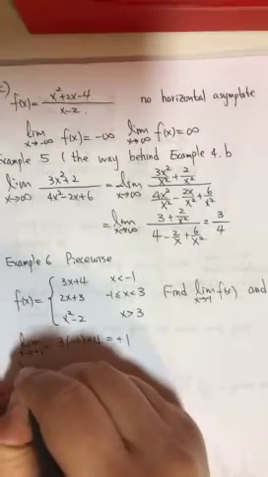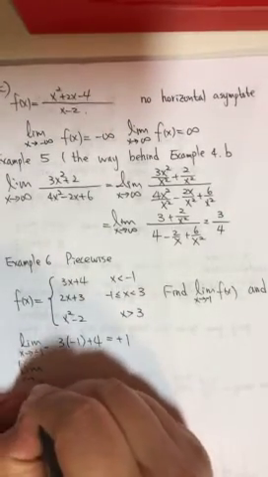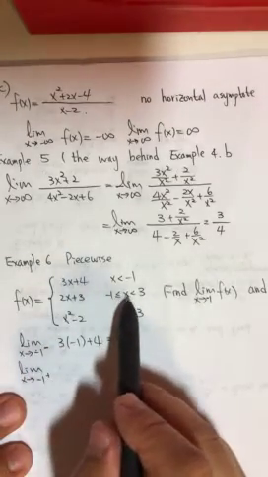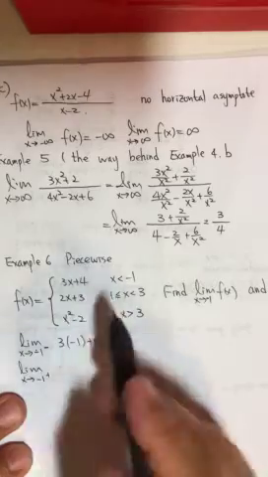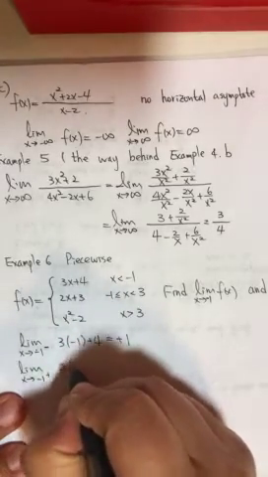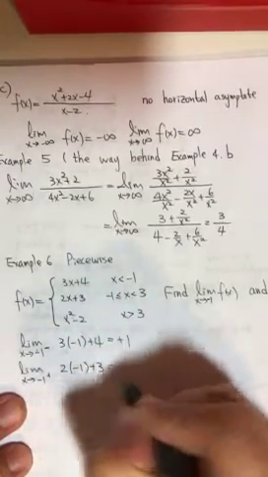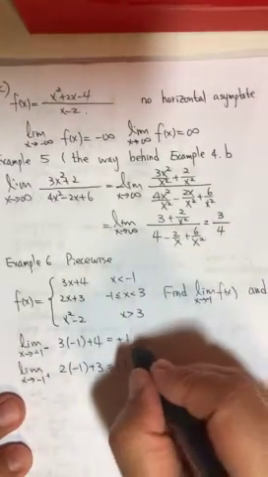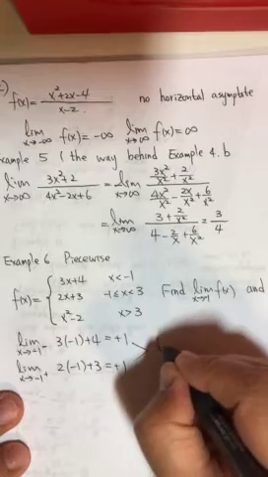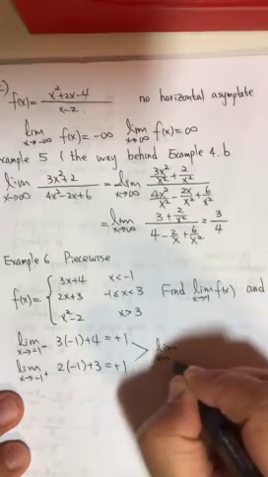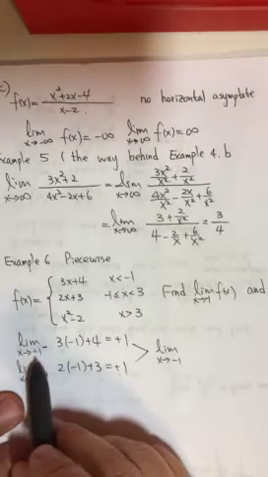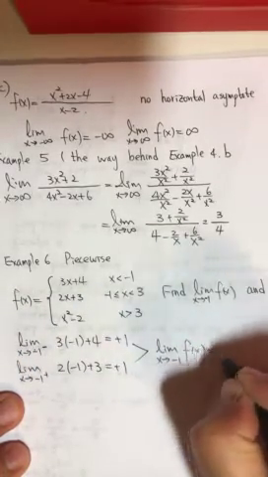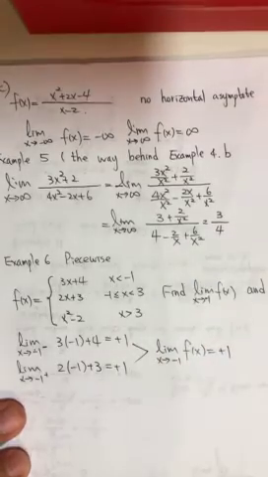How about the limit coming from the right-hand side of negative 1? Right-hand side of negative 1. Do you see that for anything from the right-hand side, I would have to use this function. So 2 times negative 1 plus 3, which is positive 1. So they turn out to be the same number. What conclusion can we say here? Because these two numbers, left hand and right hand, end up with the same limit value, I can say it's going to be positive 1.